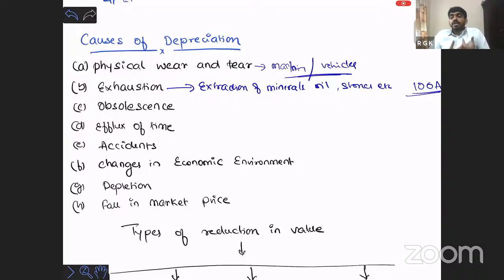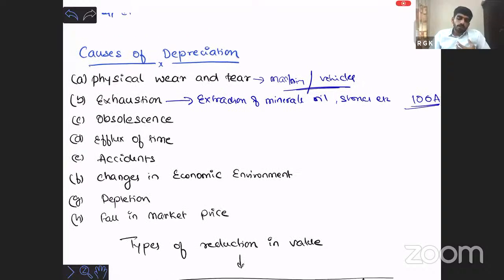Next is fall in the market price. So today you purchased an asset. Let us say you purchased a brand new car for 10 lakh rupees. Next week the value of the car is reduced because a new model is going to be released. So market price reduces. Even this causes depreciation. So these are the different causes for depreciation.